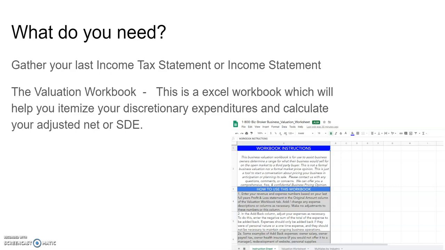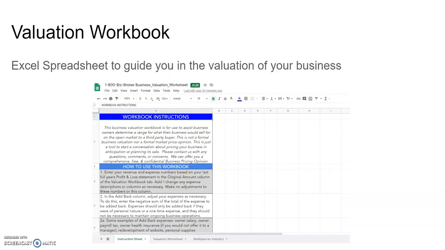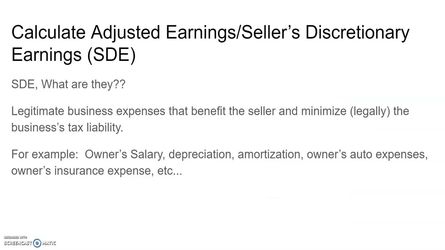And the valuation workbook is an Excel worksheet that will help you itemize your discretionary expenditures and calculate your adjusted net income or your seller's discretionary earnings. Let me show you what I mean. So the spreadsheet, just so you know, is actually a worksheet I made with Excel, and it has 3 tabs at the bottom. One has a worksheet, and one has the valuation multiples for independent industries. And I'll show you what I mean in just a second.